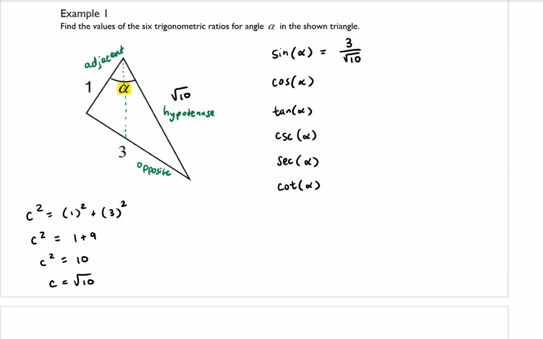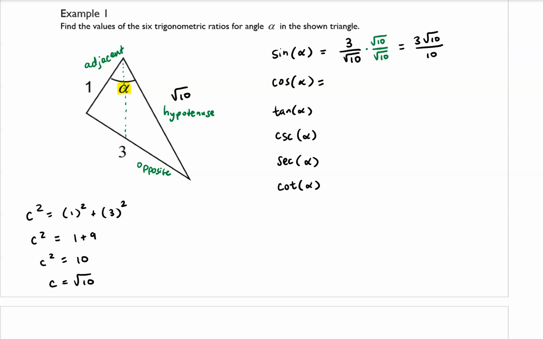Now I'm going to put that in my denominator. Now, recall that we usually don't like to have square roots in our denominator, so we're going to rationalize it by multiplying this fraction by the square root of 10 over the square root of 10, and if we do that, we get 3 square root of 10 all over 10, and so that is sine of alpha.